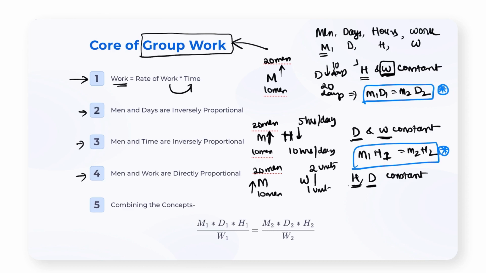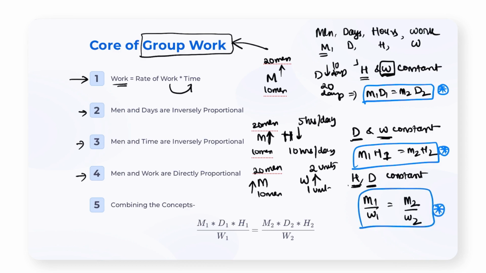So men and work exhibit a direct relationship with each other. If you increase the number of men, given H and D are constant, the amount of work they do will be increased. If you decrease the number of men, the amount of work they do would decrease. So if I have to pick up a relationship, M1 by W1 has to be equal to M2 by W2.